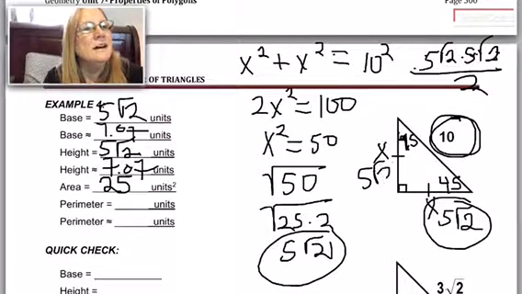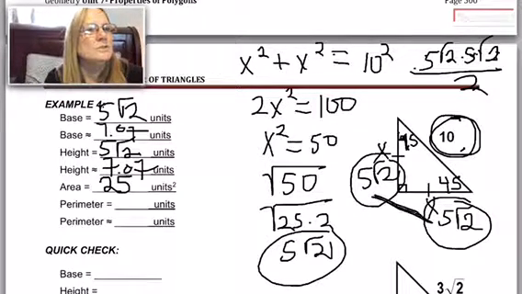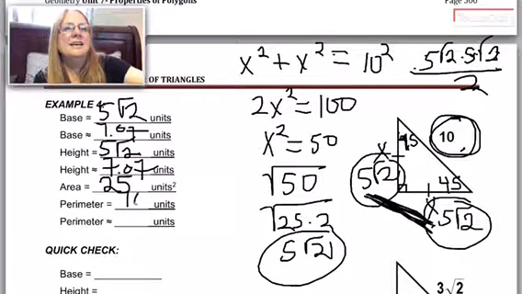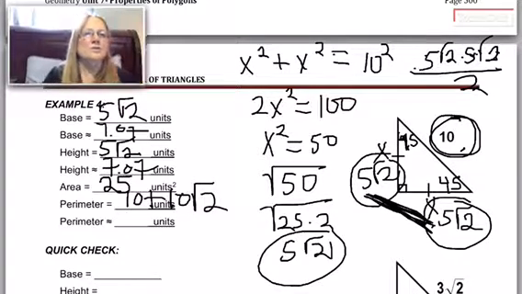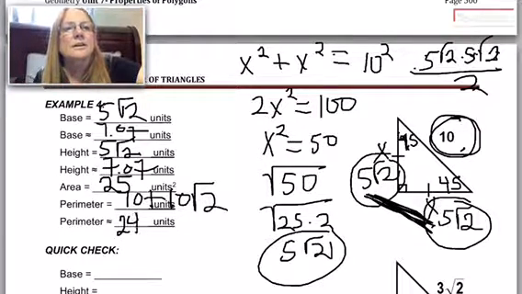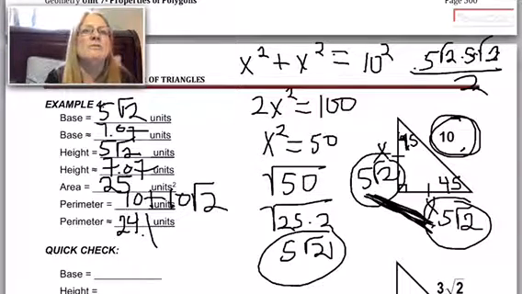When you're adding these up, 5 square root of 2 and 10 are not like terms. 5 square root of 2 and 5 square root of 2, you can add those. So this will be 10 plus 10 square root of 2. You can't add the 10 to the radical terms, they're not like terms. And if you put that into your calculator, 10 plus 10 square root of 2 is approximately 24.1. Okay, I'm going to stop the video here and we'll finish with part 2.